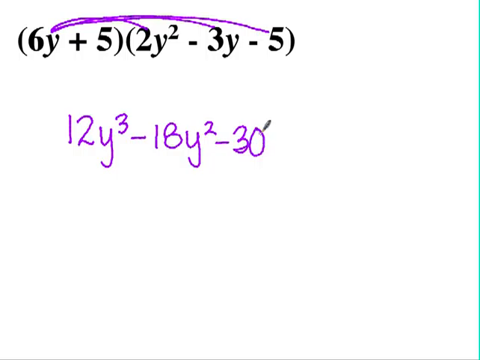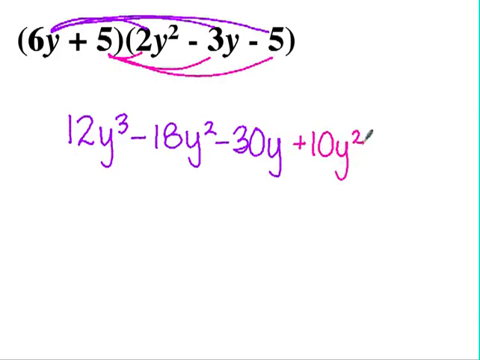Now I'm going to do the exact same thing with the 5. So I'm going to take the 5 times this, and times this. 5 times 2y squared is 10y squared. 5 times negative 3y is negative 15y. And then 5 times negative 5 is negative 25.